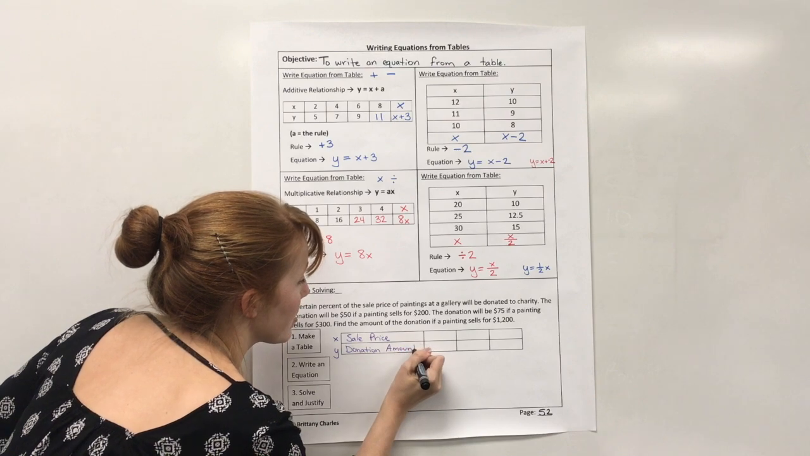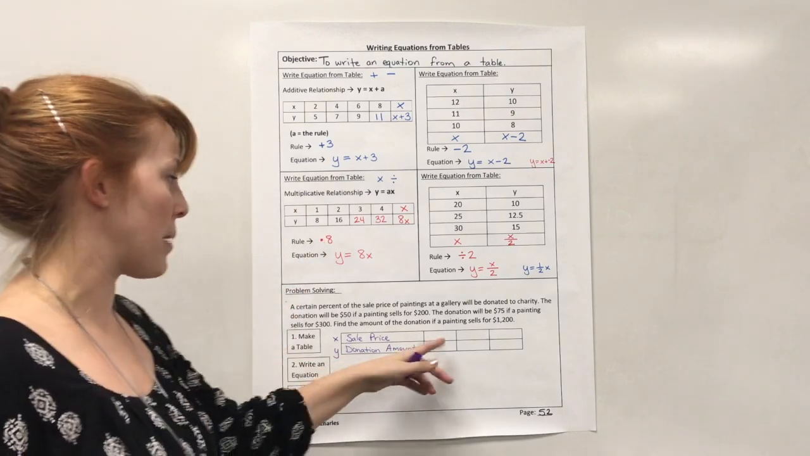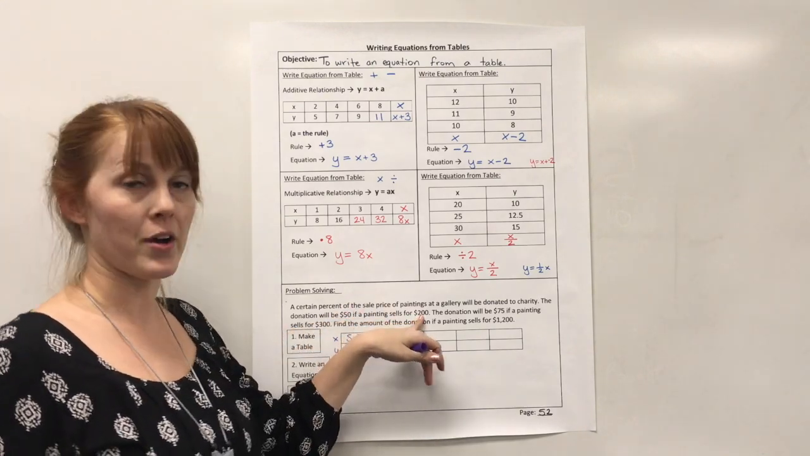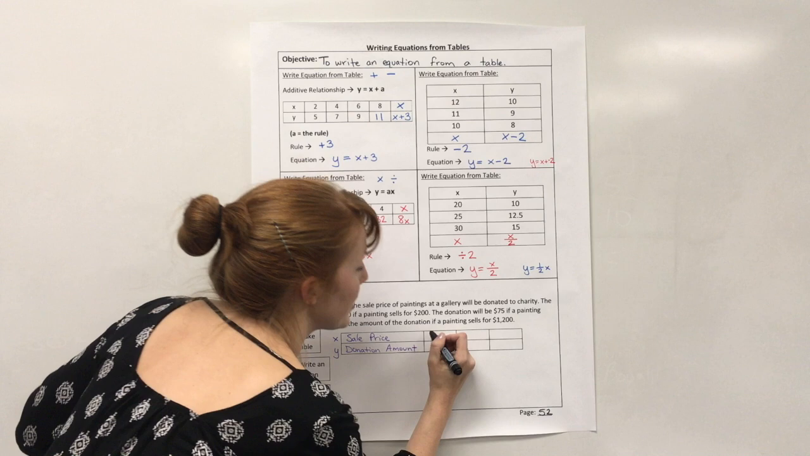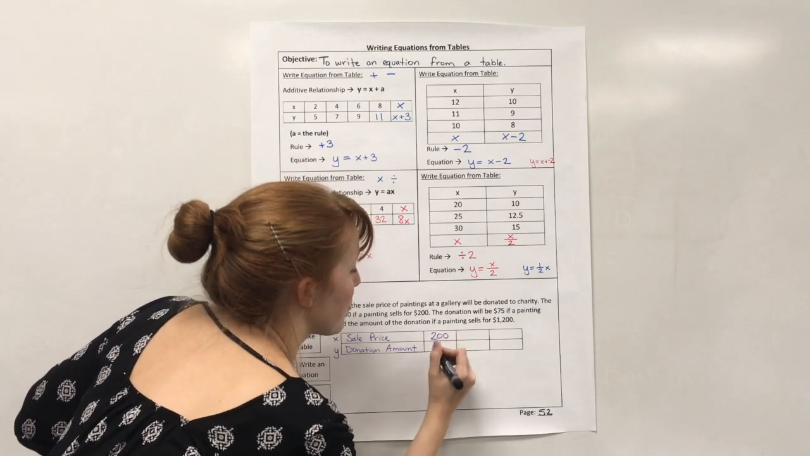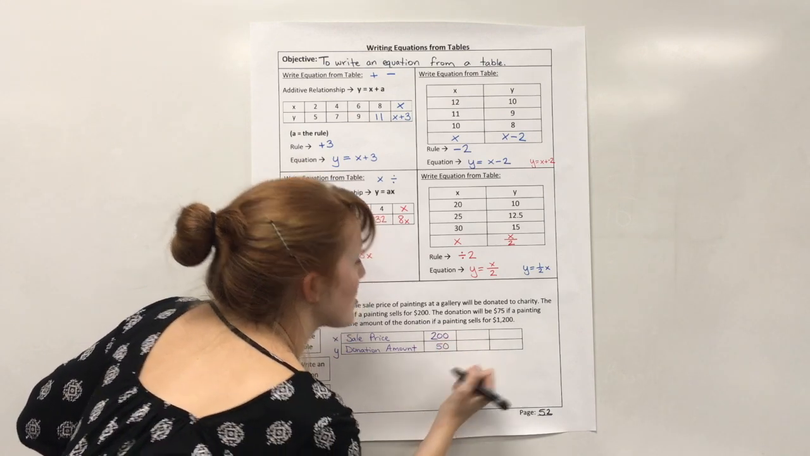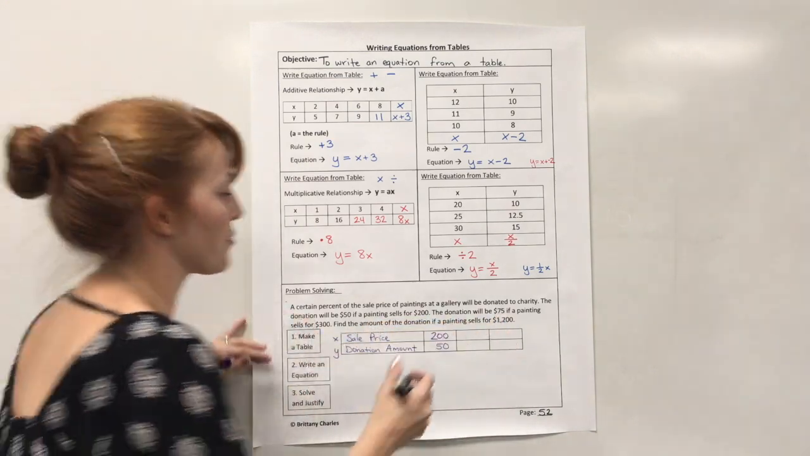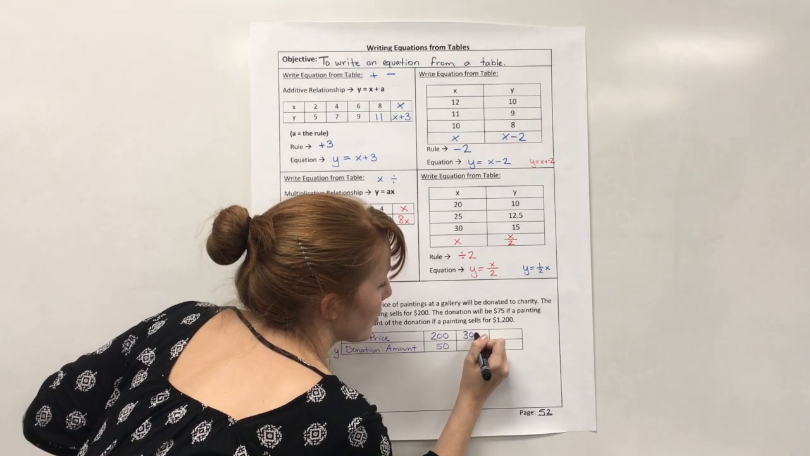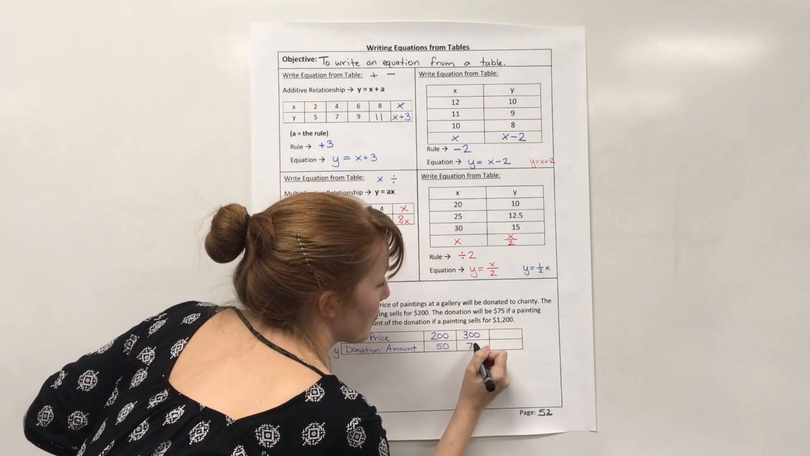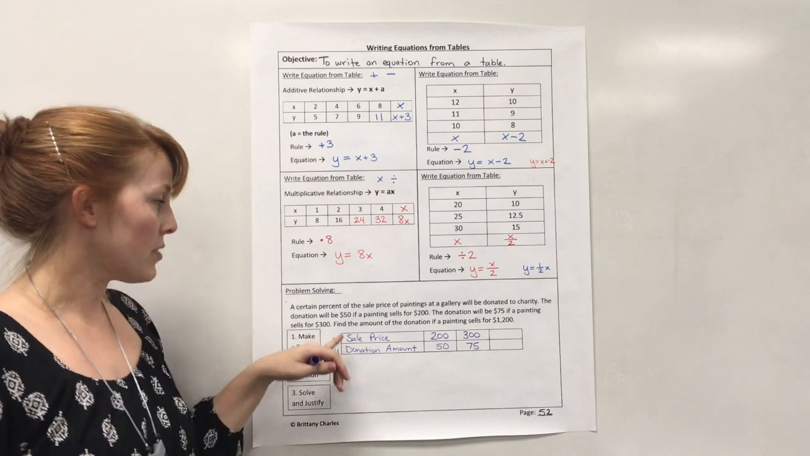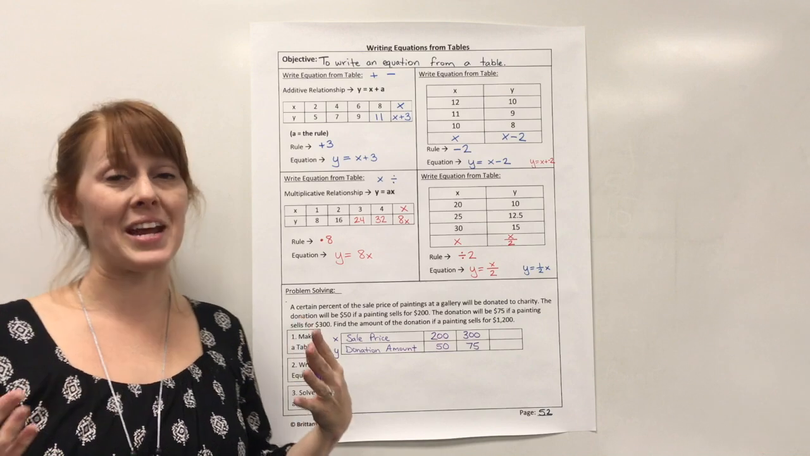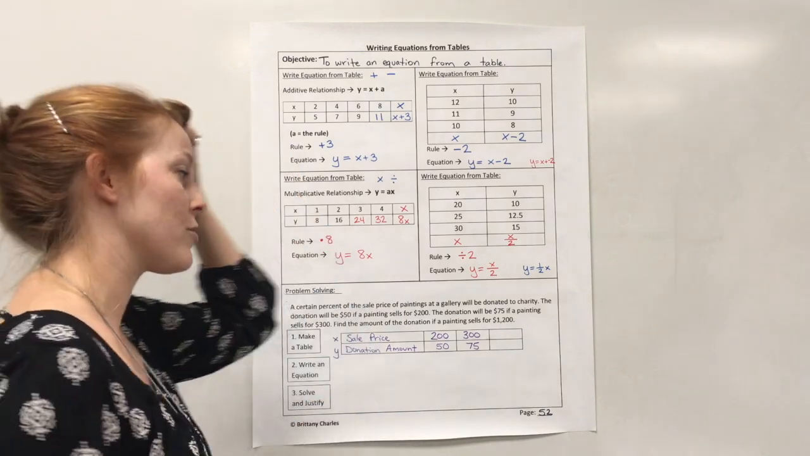All right, and then in the problem it told us a few examples. So it says the donation would be $50 when the painting sold for $200. So sale price is $200 and the donation is $50. Okay, then it also said the donation will be $75 when it sells for $300. So that means this would be $300 and the donation is $75. Now it wants us to find out how much will the donation be for a painting that sells for $1,200.